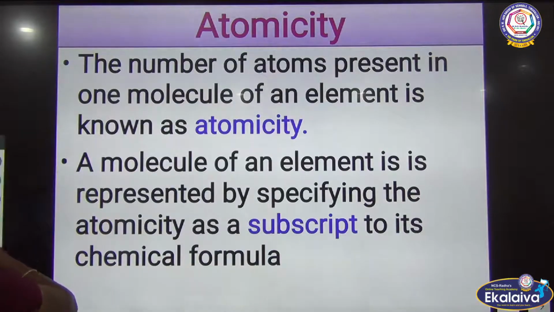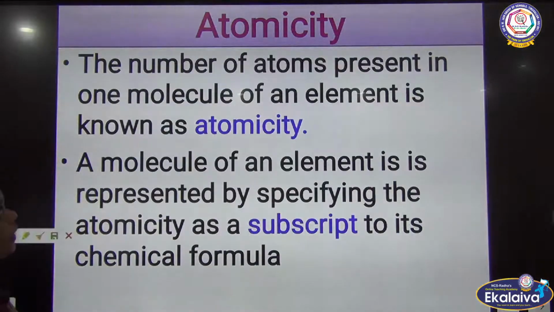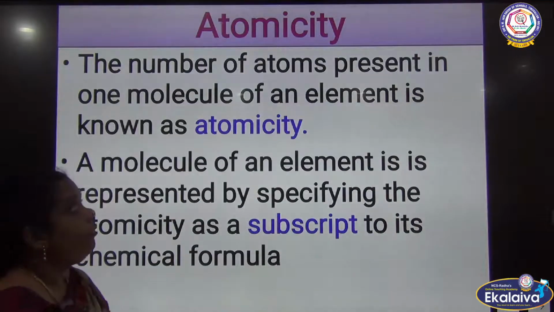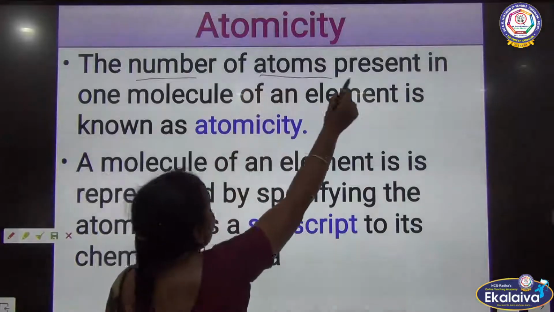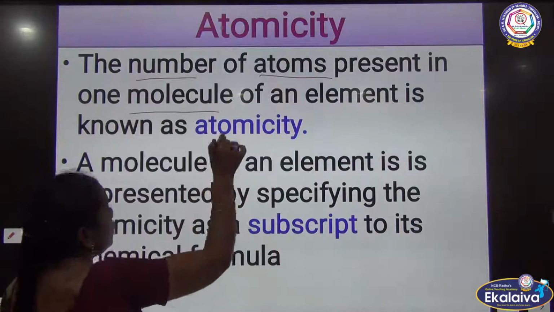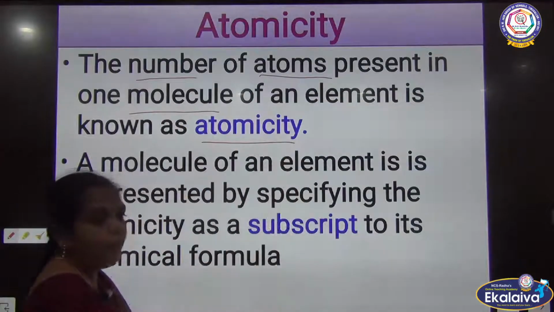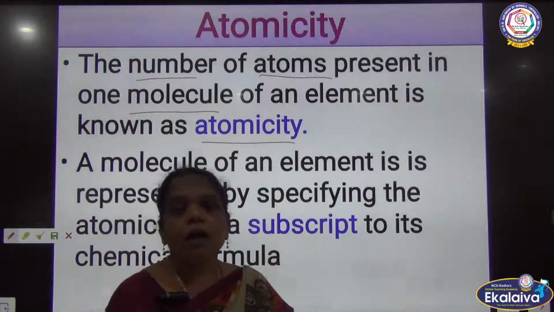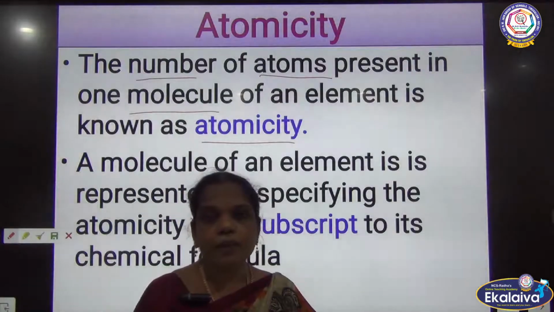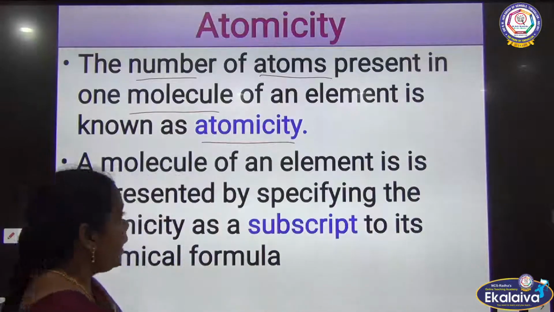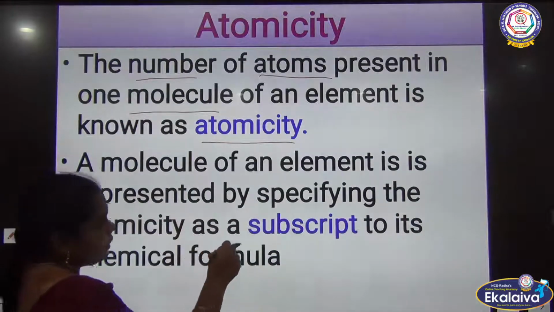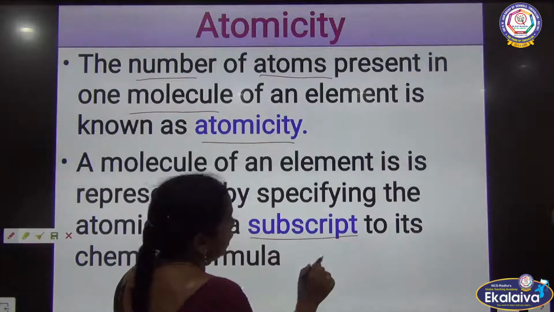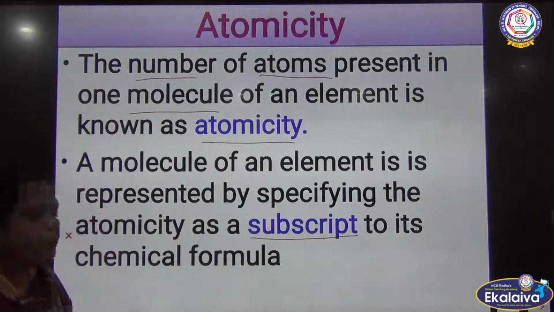Next one is atomicity. What is meant by atomicity? Atomicity is nothing but the number of atoms present in a molecule. The number of atoms present in a molecule is called what? Atomicity. This number in a molecule can be represented or specified by the subscript in the chemical formula.